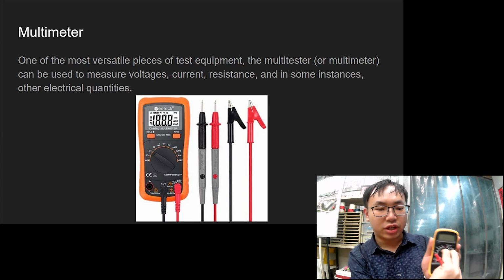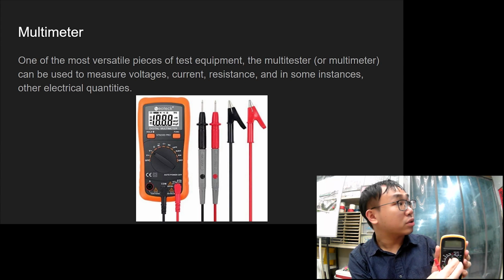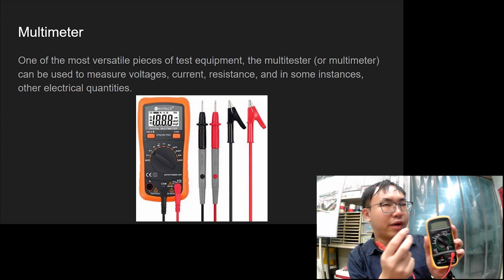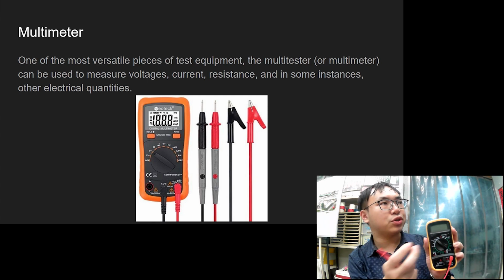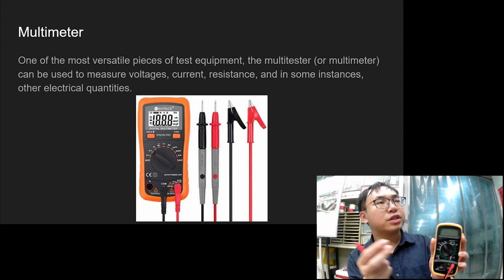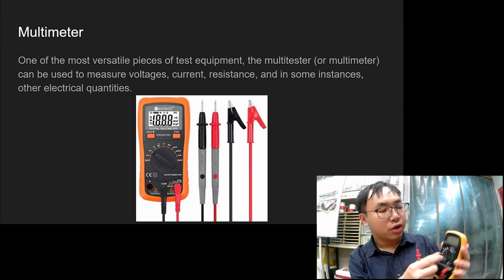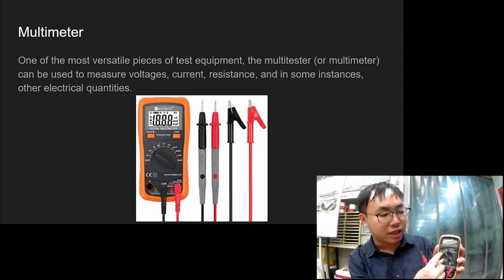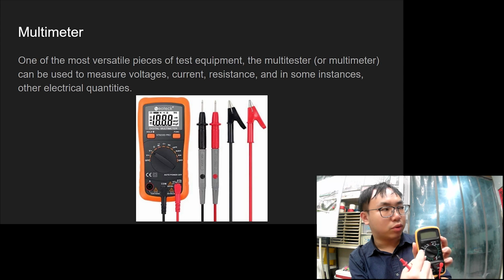For this kind of readings, the basic ones are voltage, ampere, and resistance, right? And they have different ranges, especially for the digital one. For voltage, if your multimeter can measure alternating current, you have to bear in mind which side is alternating current and which side is direct current. They have different symbols.